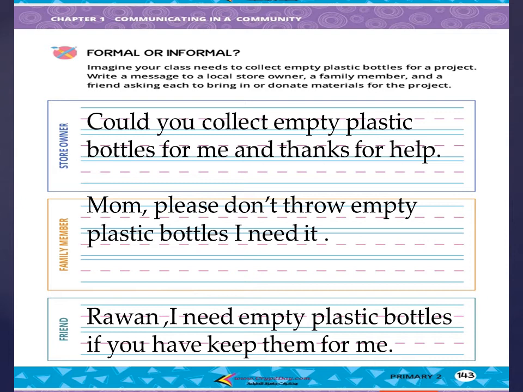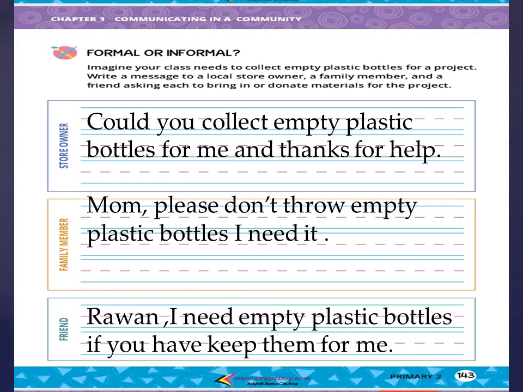روان، أنا بدأت المسج بتاعتي باسمها عادي جدا. روان I need empty plastic bottles. If you have, keep them for me. لو انت عندك خليهم ليا علشان أنا طبعا محتاجهم. يبقى شوفنا ازاي ان احنا نقدر في المسج ان احنا نكتب in formal way or in informal way.